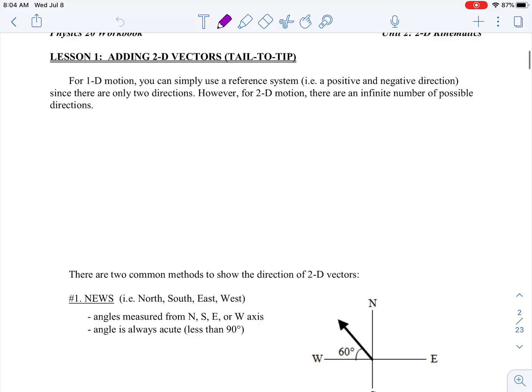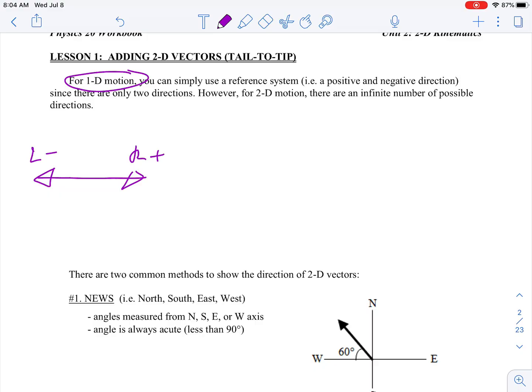Okay, so I'm going to get you guys to turn to Lesson 1. And let's talk about how to deal with two-dimensional vectors. You see, in the previous unit, we were actually dealing with 1D motion, where it might be going, let's say, to the right or to the left. And so we made one direction positive and the other direction negative. You can do the positive and negative thing if there's only two directions.